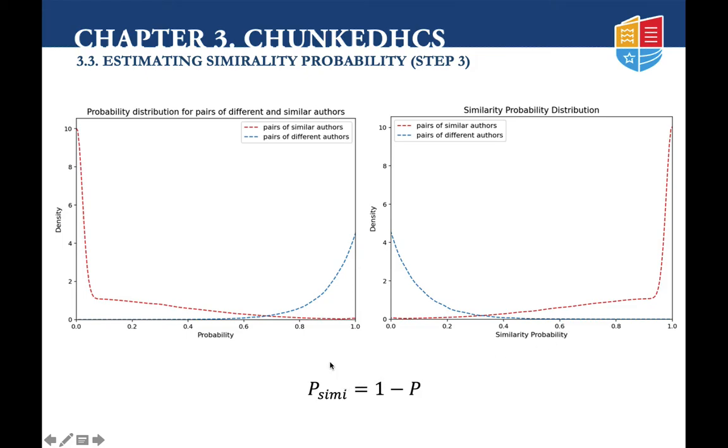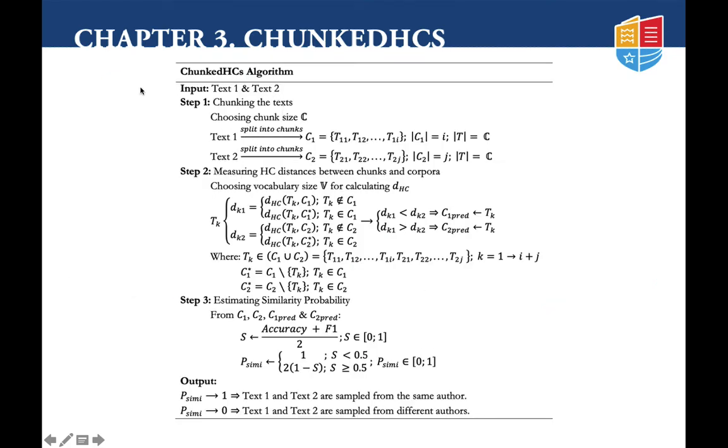So the final output metric is the similarity probability. When this probability approaches 1, it indicates that the pair is from similar authors. When the similarity probability approaches 0, the pair is from different authors. The pair of similar authors is the positive class, and pairs of different authors are the negative class. So the ChunkedHCs can be summarized as follows: the input is text 1 and text 2, and the output is a similarity probability. When it approaches 1, text 1 and text 2 are sampled from the same author, and vice versa: when it approaches 0, they are sampled from different authors.